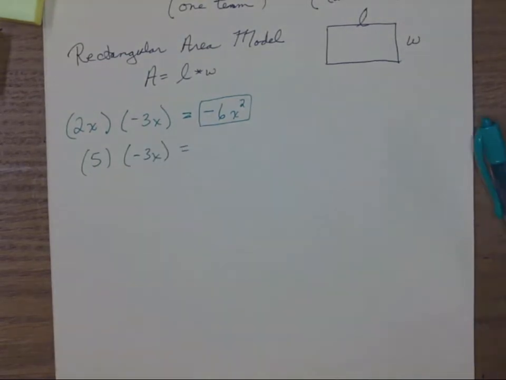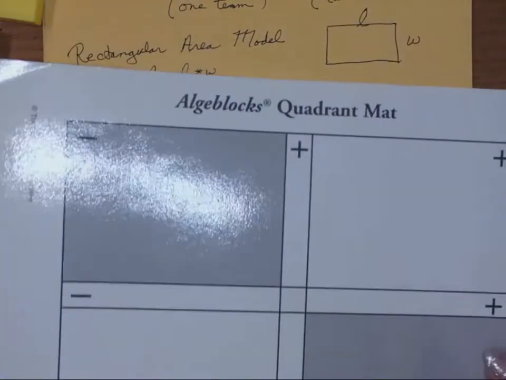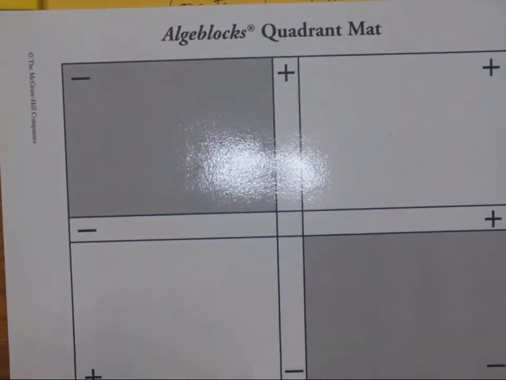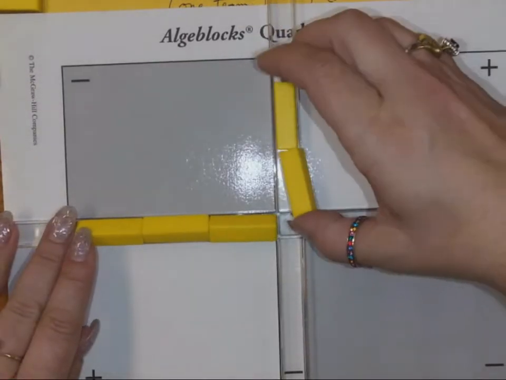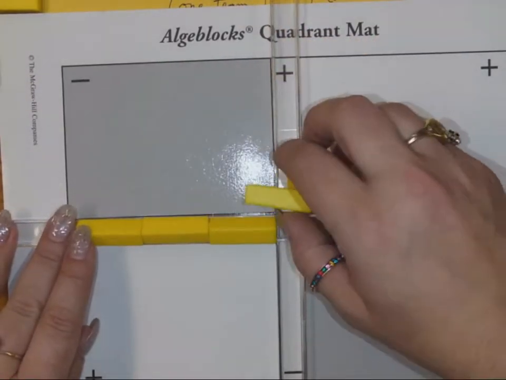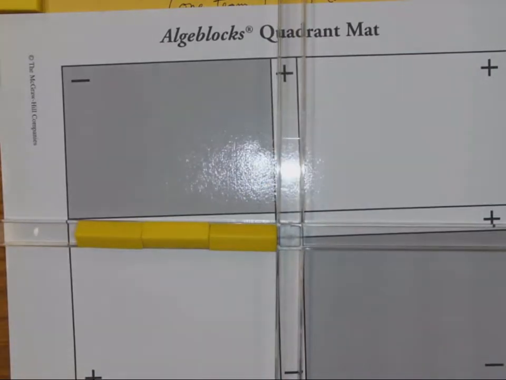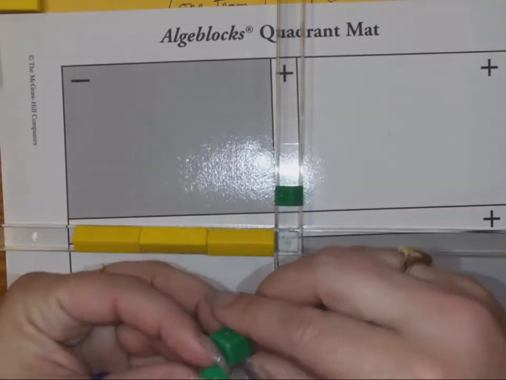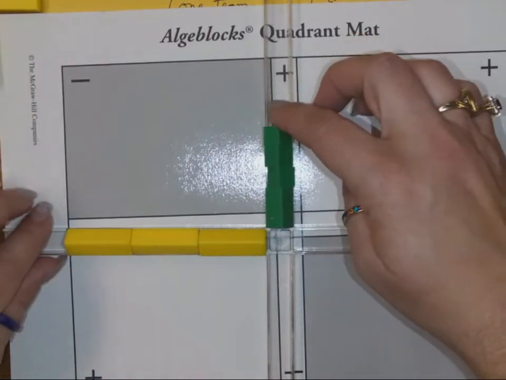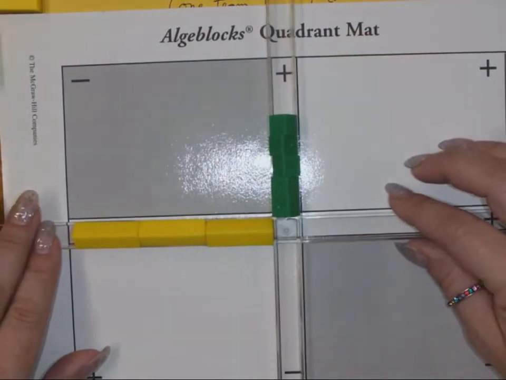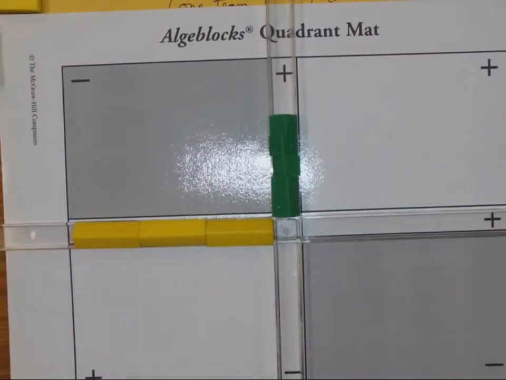5 times negative 3x. So I'm going to start that one out the same. I'm going to keep my negative 3x over here on the negative track, but instead of these 2 x's, I don't need them anymore, right? I need a 5. So what's that going to look like? 5 little units right there in the track, right? So here I go, 5 little units. Line them up nicely. Okay, so this is the problem, 5 times negative 3x, as displayed in Algeblocks, right?